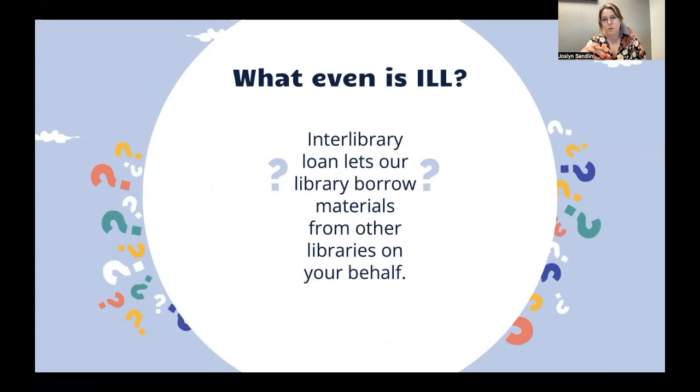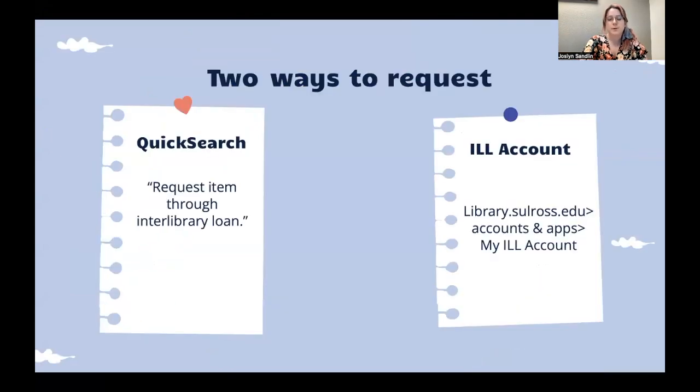Interlibrary loan lets you borrow materials through our library. So in other words, we, the library, check out materials from another library on your behalf so that you can use them. And there's a couple different ways to do that. We can go through quick search, what we've already looked at, and you would see an icon that says request item through interlibrary loan. Another way to do that is through your ILL account.